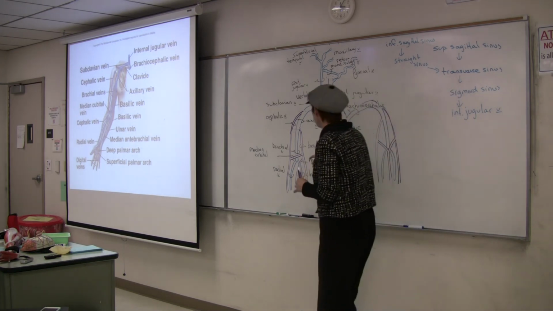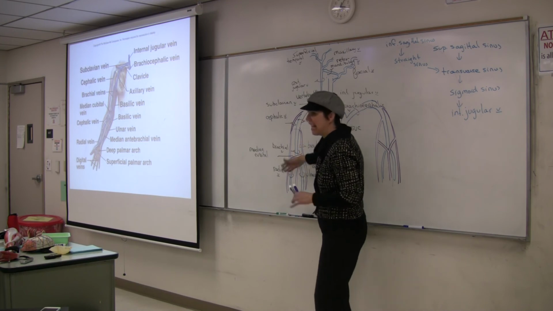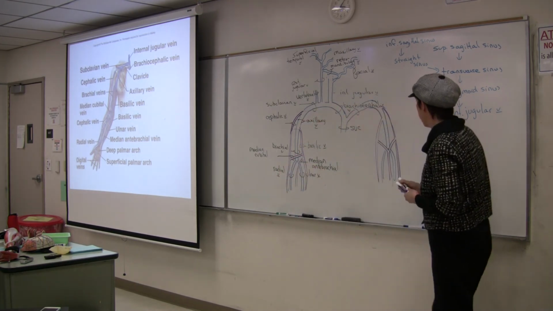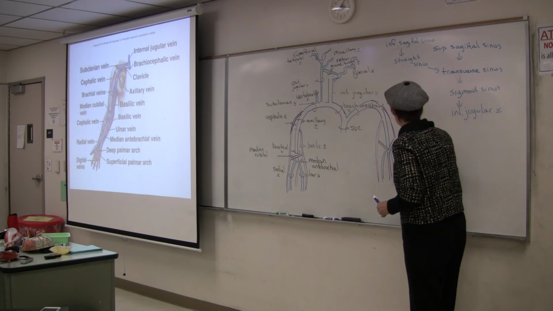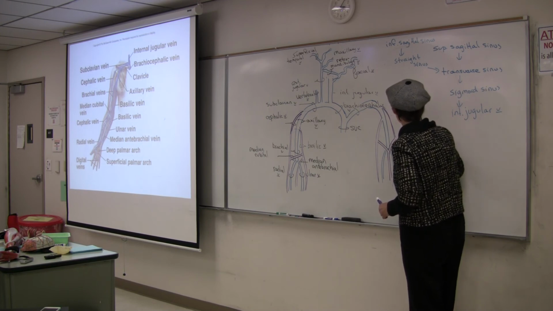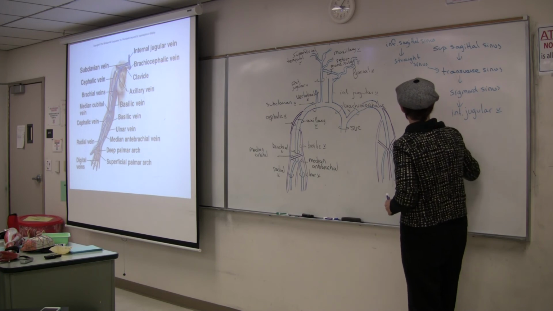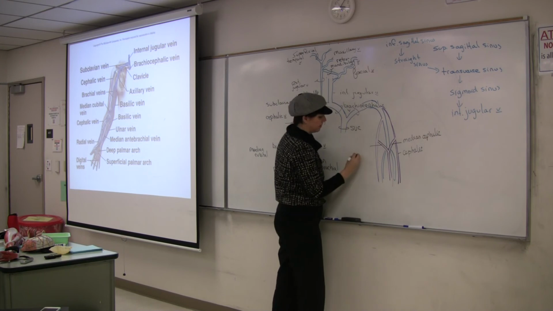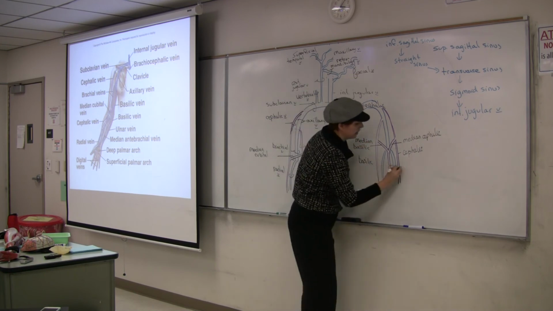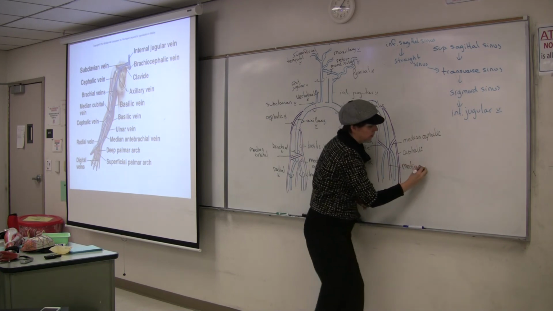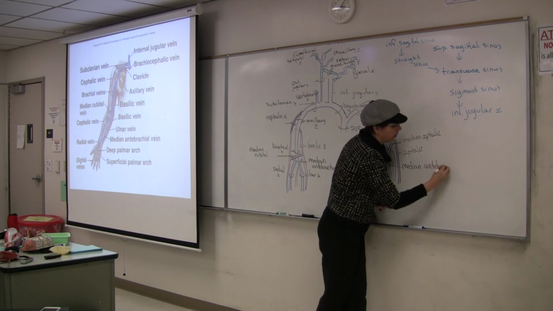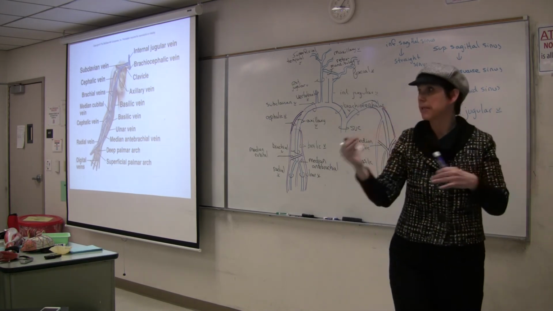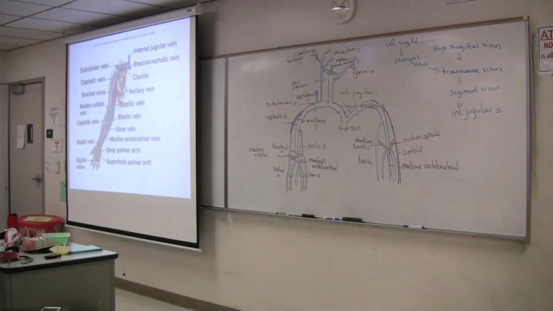So you can see that it doesn't take too much for, if the median cubital is coming out of that one and that one angles slightly, you start to get that V appearance instead of the H appearance. So again, cephalic. So this is median cephalic. This is basilic. So this is median basilic, and this is still median antebrachial. So when you have the Y or the V, you don't have a median cubital. The median basilic and median cephalic take its place.